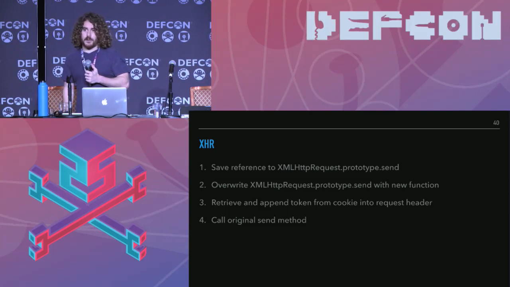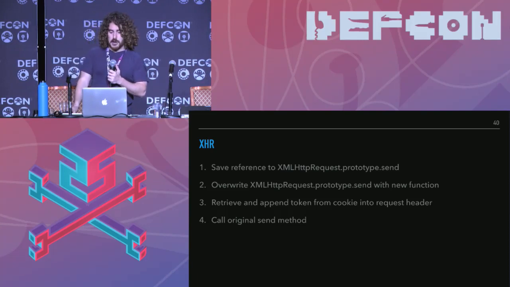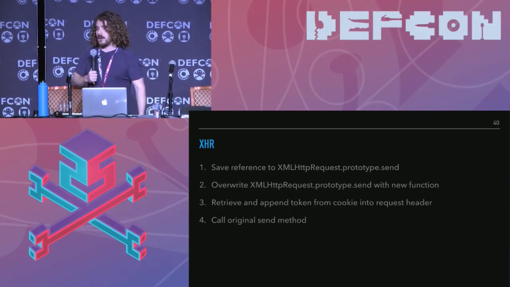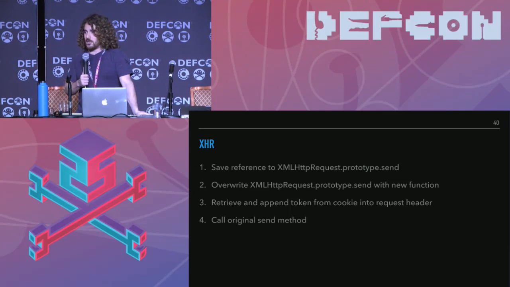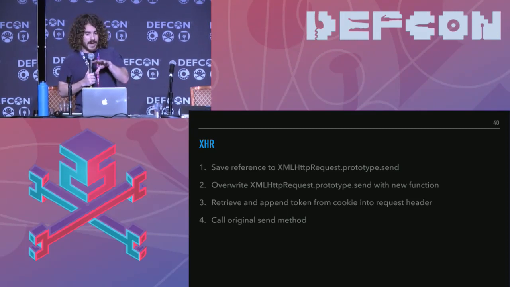For XHR, it's a little bit different. We're basically going to be monkey patching XHR to rewrite the open and send methods and add some additional code that we wrap. And this allows us to have some additional functionality, like adding in the token value into the headers.